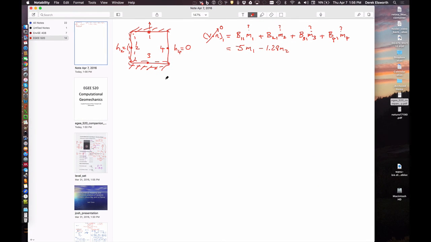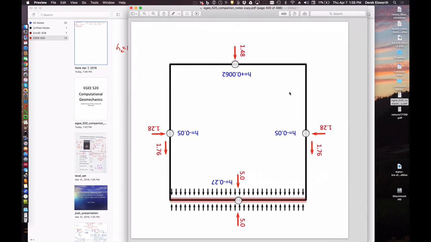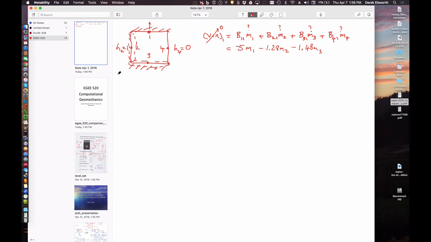And so this would be -1.48 times m3, which we don't know. And then when we do the final one, it's going to be 1.28 because it's here, and this is going to be -1.28 times m4. And we know this has to equal 0. So that's our first equation.